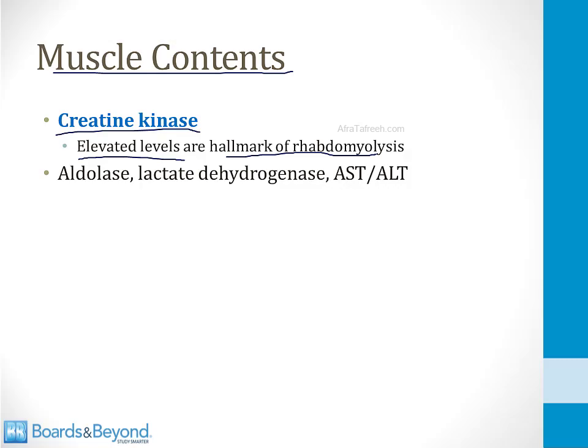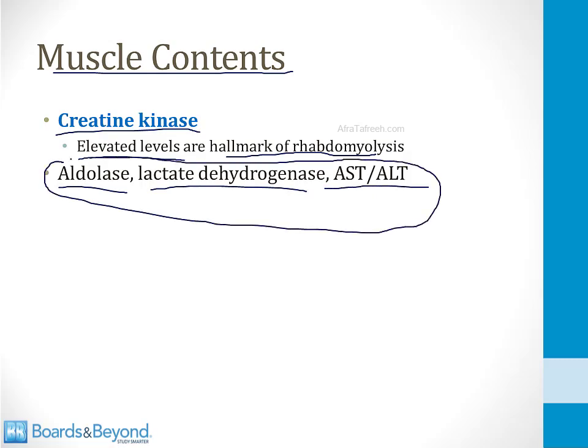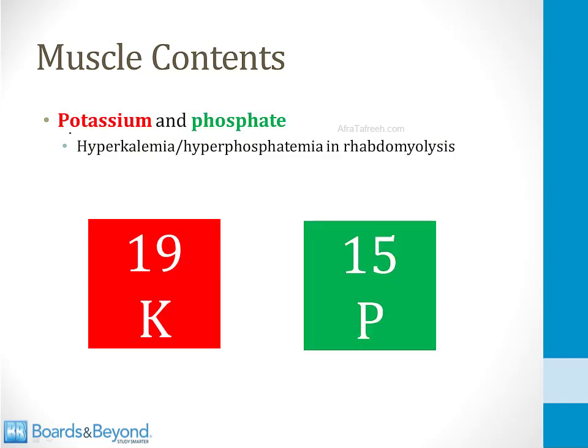There are also other muscle enzymes which spill into the plasma. These aren't always measured, but they can be. This includes aldolase, lactate dehydrogenase, and AST and ALT. All of these enzymes are found in muscle tissue, and their levels can potentially go up in rhabdomyolysis. There's lots of potassium and phosphate inside your muscle cells, and for this reason, in rhabdomyolysis, when there's muscle damage, hyperkalemia and hyperphosphatemia are very common.